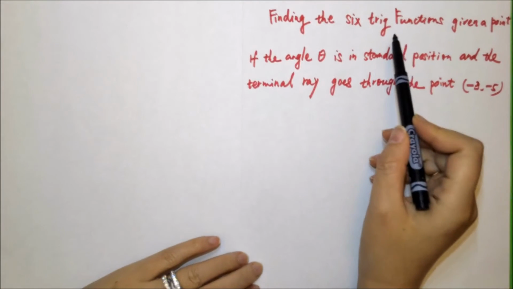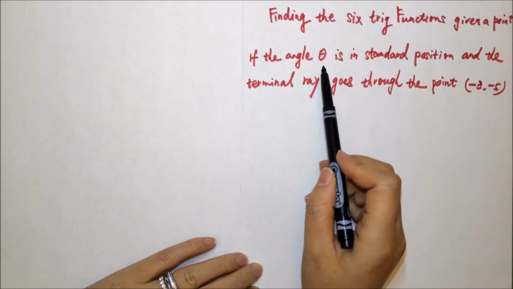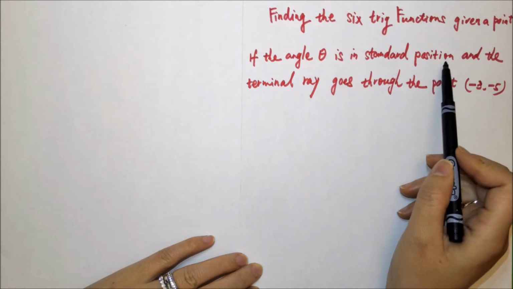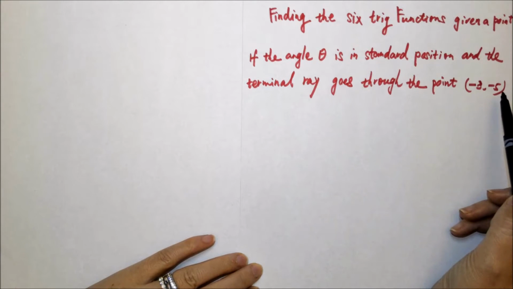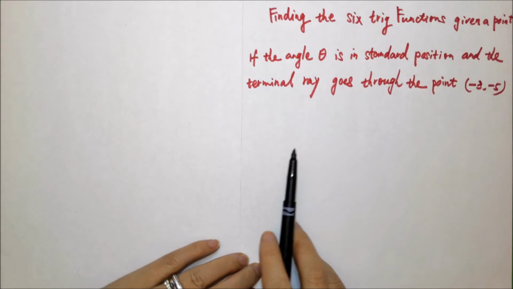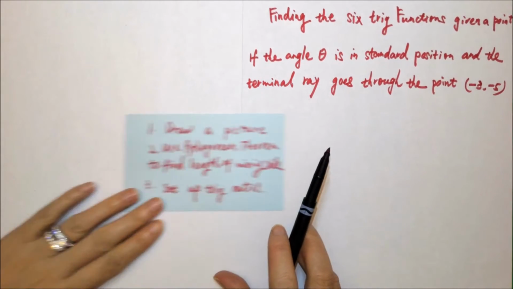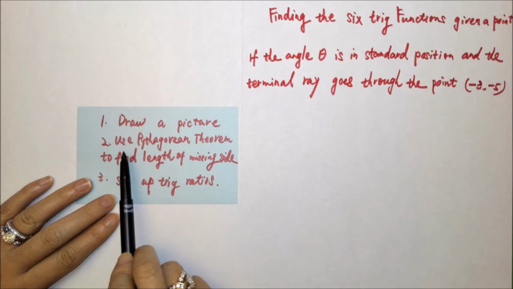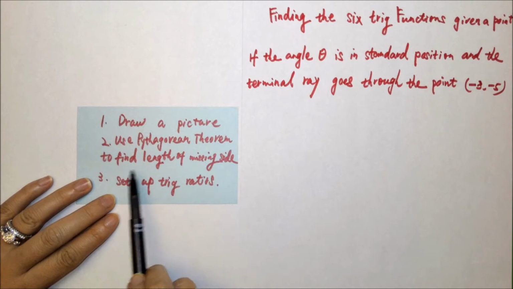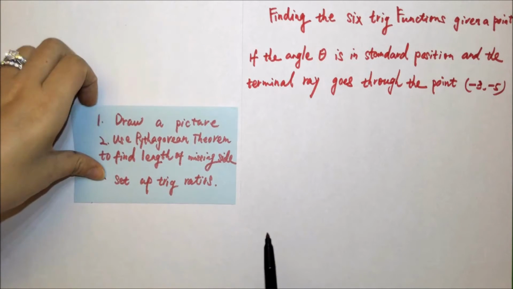Find the six trig functions given a point. If the angle theta is in standard position and the terminal ray goes through the point -3, -5. For solving a question like this, you need to follow 3 steps. Number 1, draw a picture. Number 2, use Pythagorean theorem to find the missing side. Number 3, set up trig ratios.